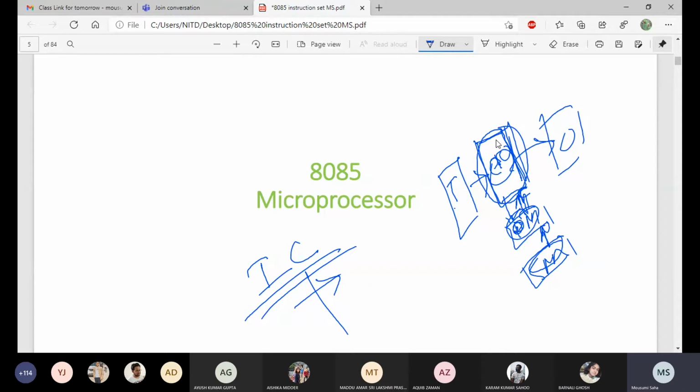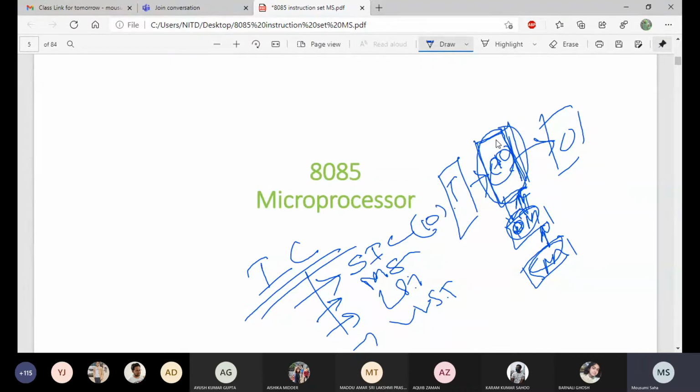First one, we say, is small scale integration, SSI. Then you have medium scale integration, then large scale integration, then very large scale integration, isn't it? When you consider up to 10 components or elements in a single IC, that is small scale integration. 10 to 100 is medium scale integration, and 100 to 1000 is large scale integration, and more than that is very large scale integration.